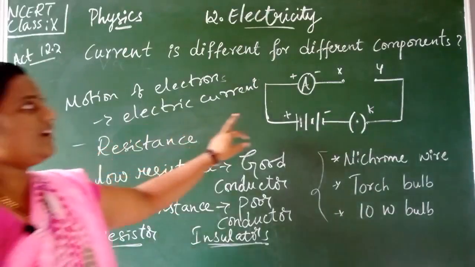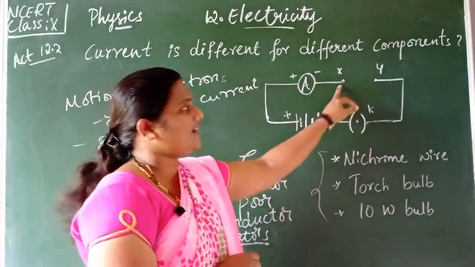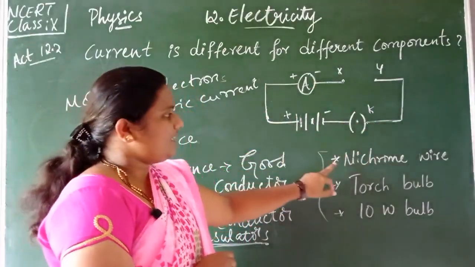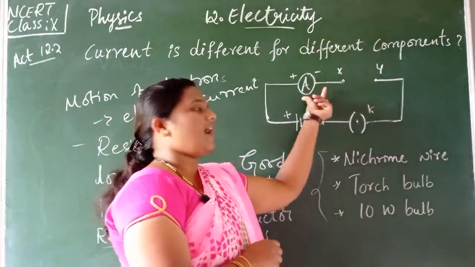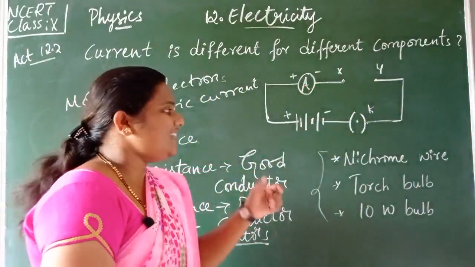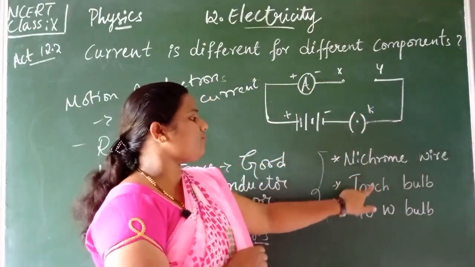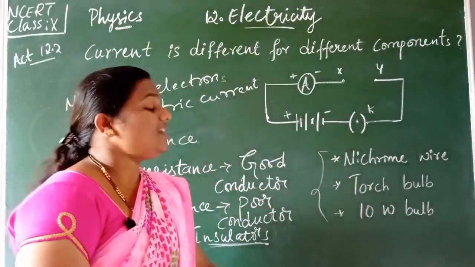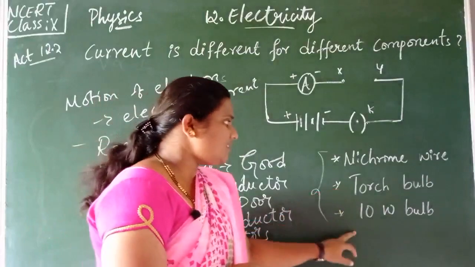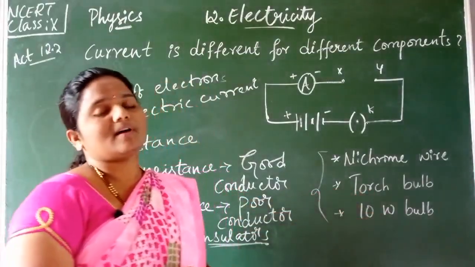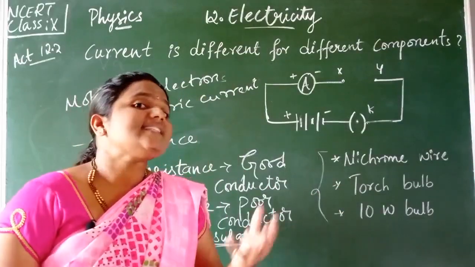Yes. At first what we did, we made a simple setup using an ammeter, battery, a plug key and a conducting wire. First, we placed the nichrome wire between these two points and recorded the ammeter reading. In the second step, we removed the nichrome wire, replaced it with a torch bulb, and again recorded the ammeter reading. In the third step, we replaced the torch bulb with a 10 watt bulb, and here also the ammeter reading is recorded.